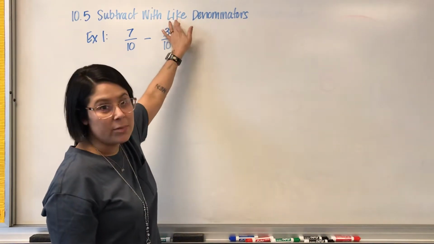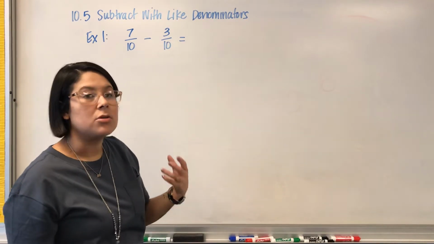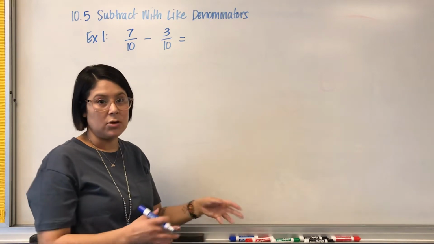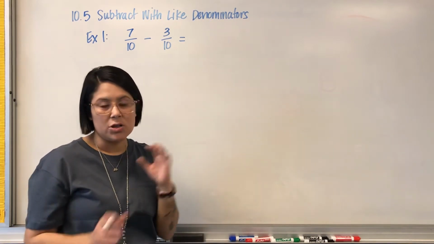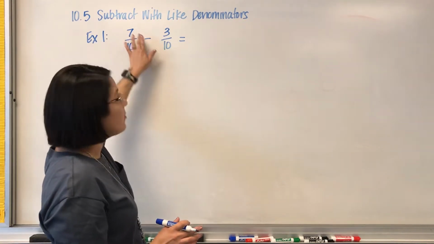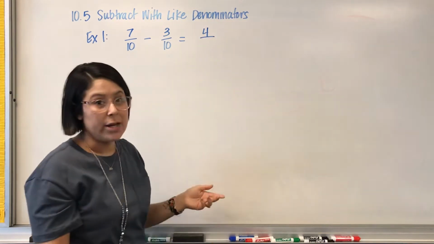Today we're doing like denominators. Tomorrow it's going to get a little bit more complex, and so we're going to have to do the same thing with equivalent fractions, making the equivalent fractions. We're going to turn it into mixed numbers, but right now it's going to be a little bit more simple. So 7 minus 3, 4. Denominator stays the same.